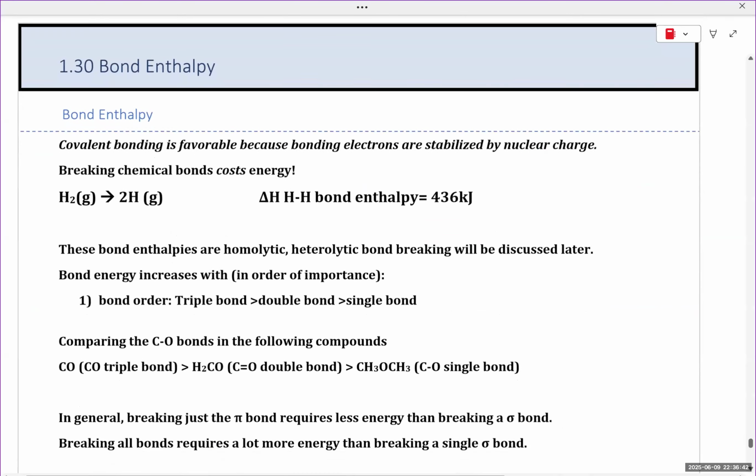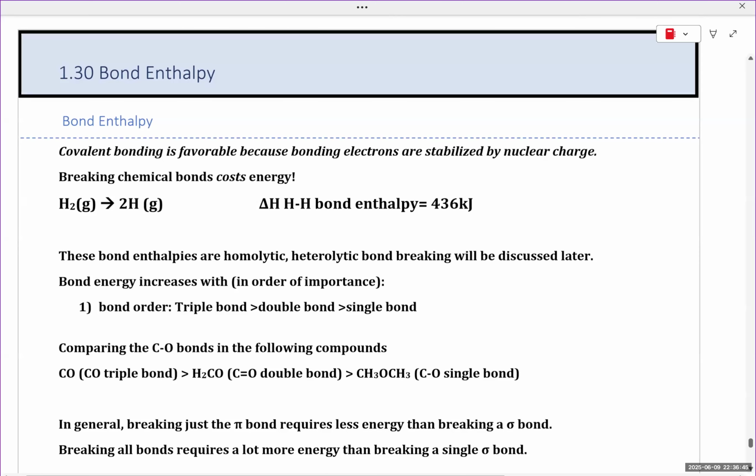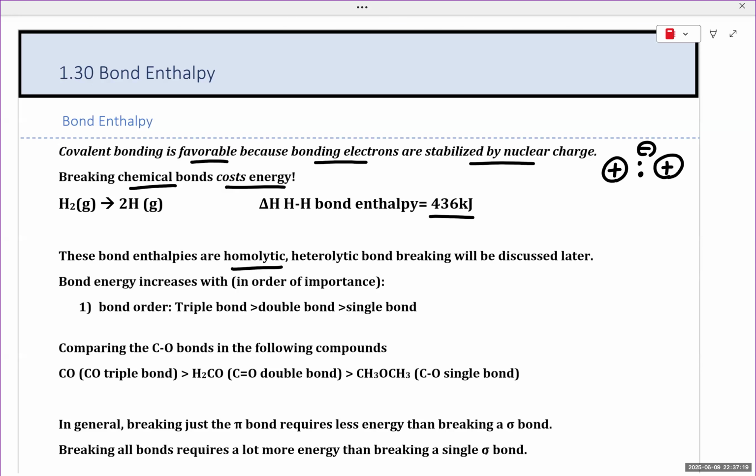Okay, let's talk about another property of bonds, which is bond enthalpy. Covalent bonding is favorable because bonding electrons are stabilized by nuclear charge. Again, we can take our bonding electrons, and these bonding electrons are stabilized by the nucleus of each atom participating in the bond. As a consequence of this, breaking chemical bonds costs energy, and this is known as the bond enthalpy. These bond enthalpies are homolytic, which implies an even break of the bond to yield radicals.